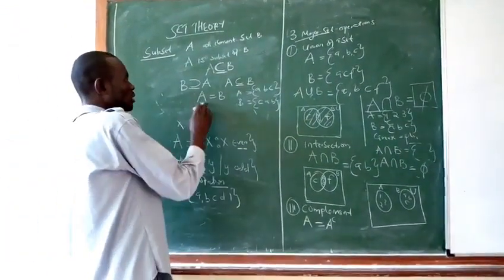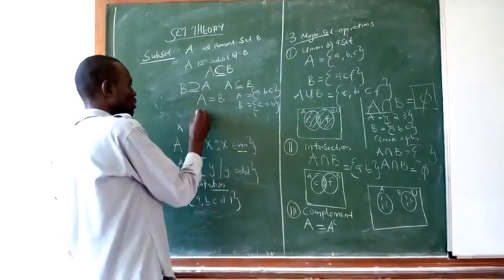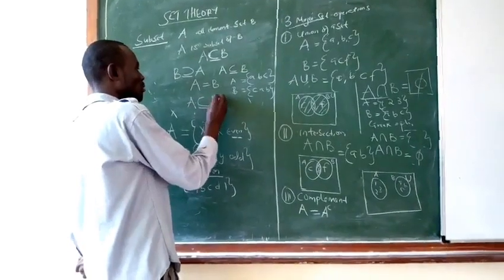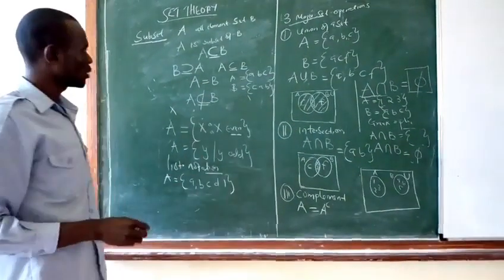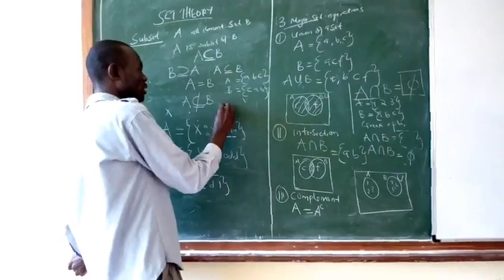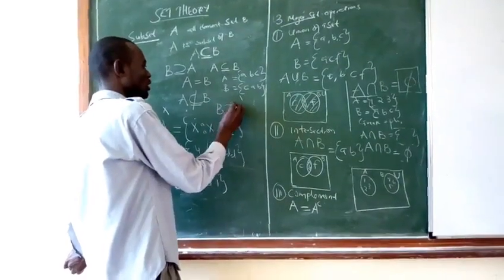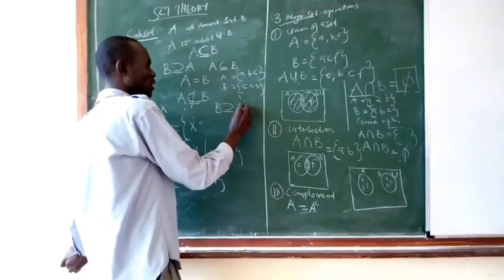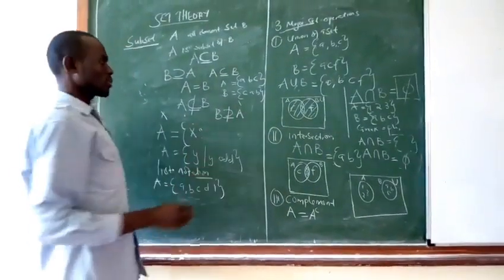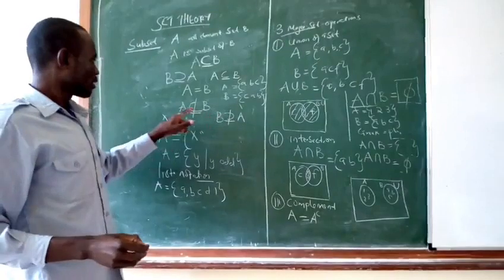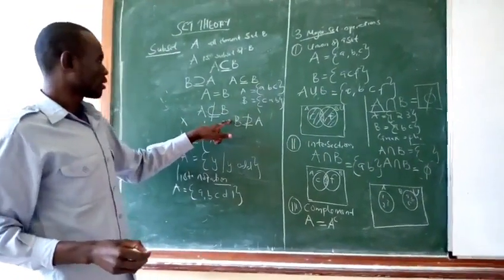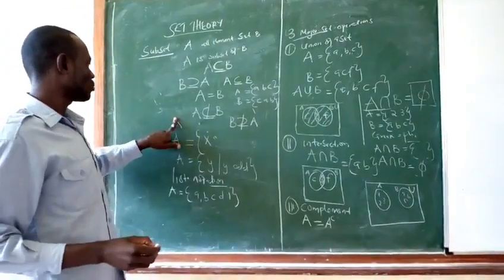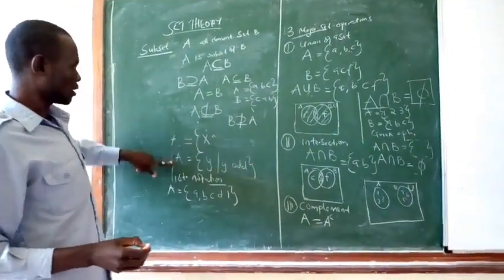When the two sets are not equal, you can say A is not a subset of B, written that way, or B is not a superset of A. Meaning the two sets A and B have no common elements, or the elements are not similar.